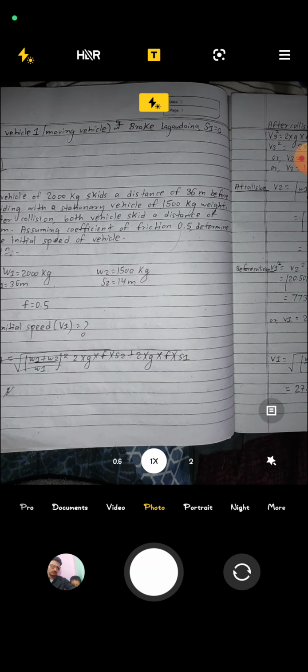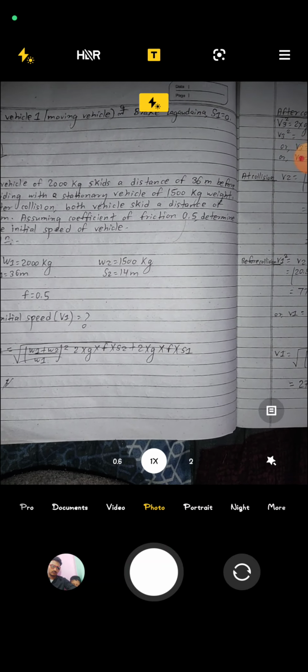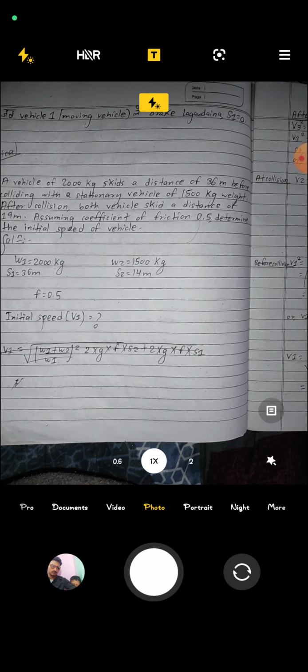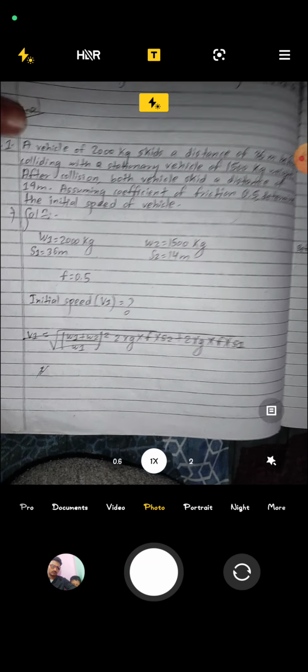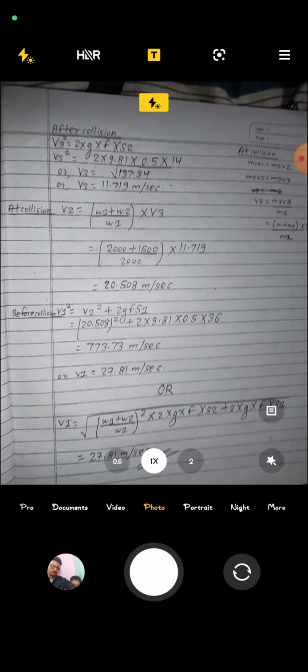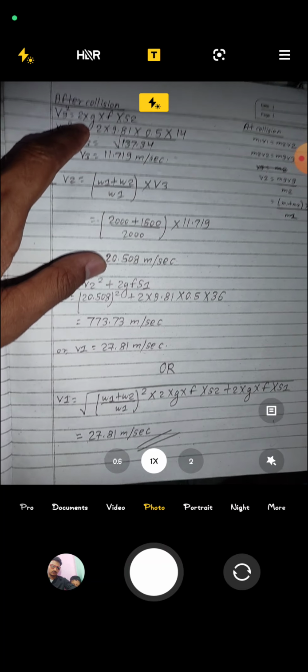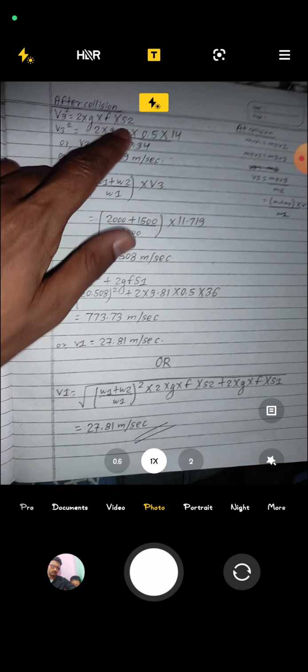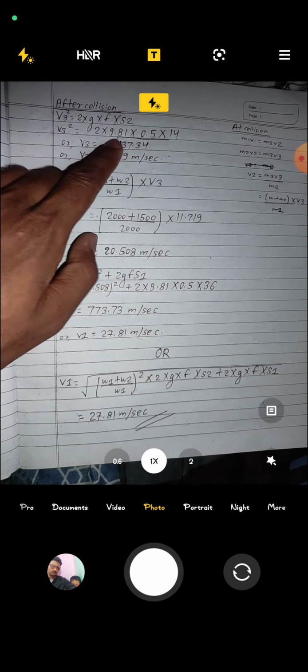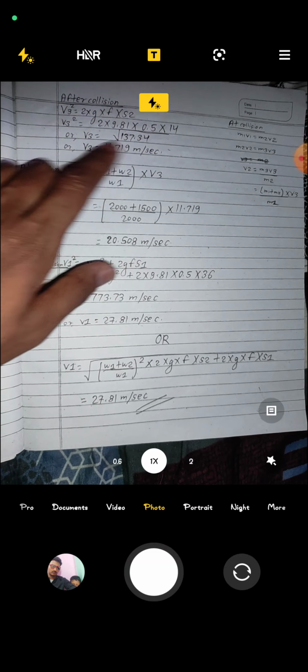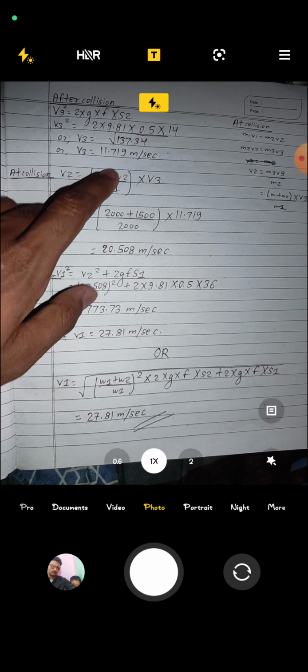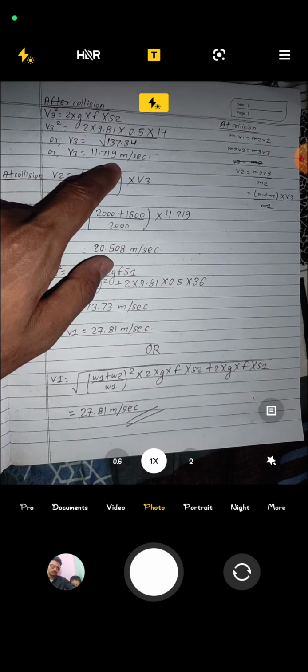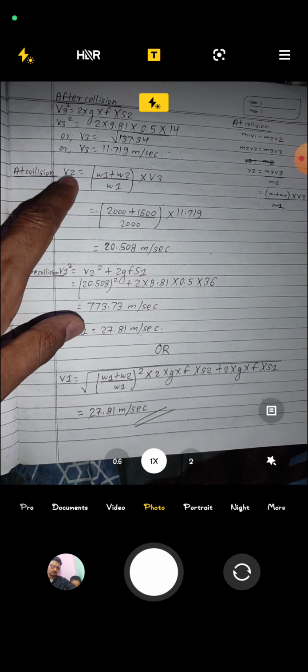Solution: W1 equal to 2000 kg, W2 equal to 100 kg, S1 is 36 meters, S2 is 14 meters, F is 0.5. V4 equal to 0. After collision, v3 square equal to 2 into g into f into s2. v3 square equal to 2 into 9.81 into 0.5 into 14. v3 equal to under root 137.34. v3 is 11.719 meter per second.